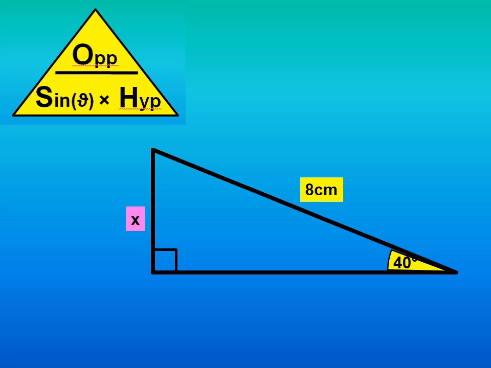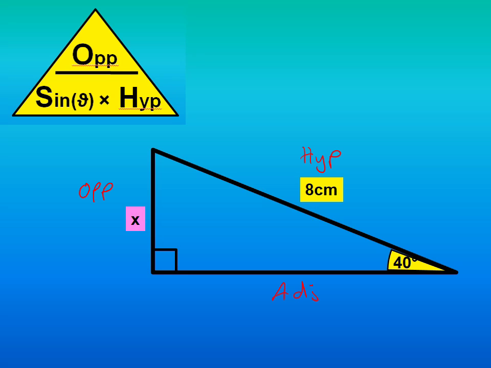So if this was our triangle, we need to work out the value of x. We've been given 40 degrees and we've been given the hypotenuse is 8 centimeters. Our first step always is to label our triangle, which we learned at the beginning. So we know that this is the hypotenuse, I'm going to write down hype. I know that this is the opposite, so I'm going to write down op, and that remains this to be adjacent. First step is complete.